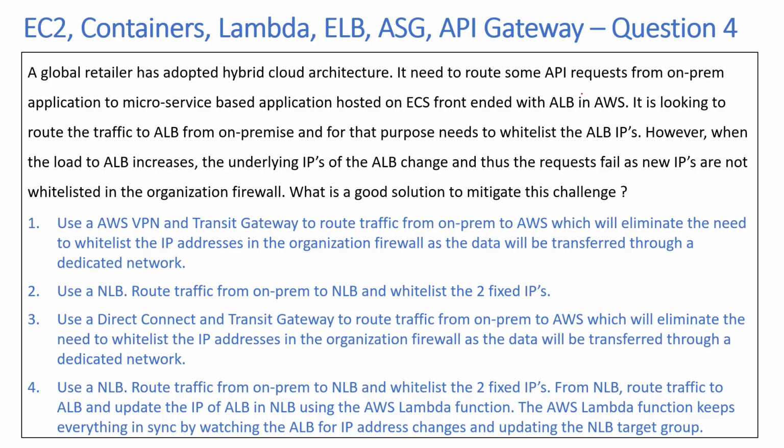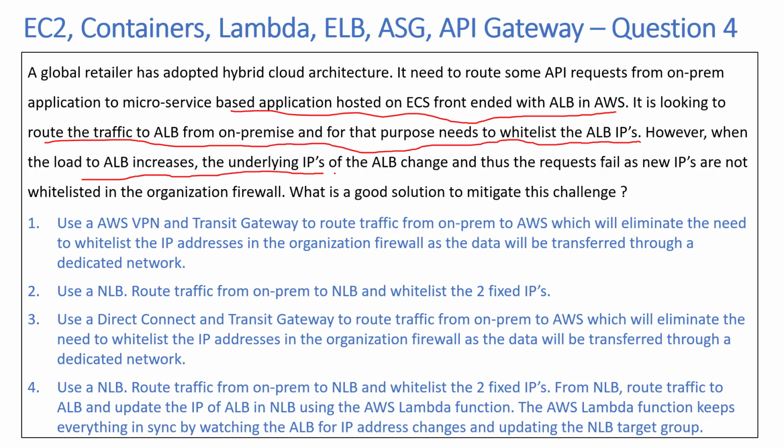It needs to route some API requests from an on-premise application to a microservice-based application hosted on ECS with an ALB frontend in AWS. It is looking to route traffic to the ALB from on-premise, and for that purpose, it needs to whitelist the ALB's IPs. However, when the load to the ALB increases, the underlying IPs of the ALB change, and thus the requests fail as the new IPs are not whitelisted in the organization firewall. What is a good solution to mitigate this challenge?